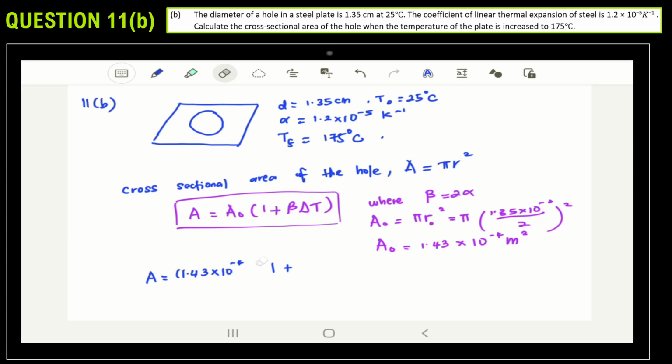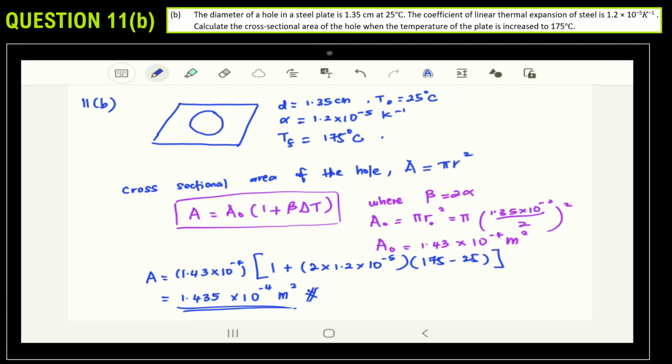So here, 1 plus beta, 2 times alpha, where alpha is 1.2 times 10 power of negative 5, times the change of the temperature, final temperature minus initial temperature. Make sure you press your calculator carefully, and the final answer must be written with the correct unit, which is 1.435 times 10 power of negative 4 meter squared. So this is the answer. Now we finish question 11. Let's proceed to question number 12.